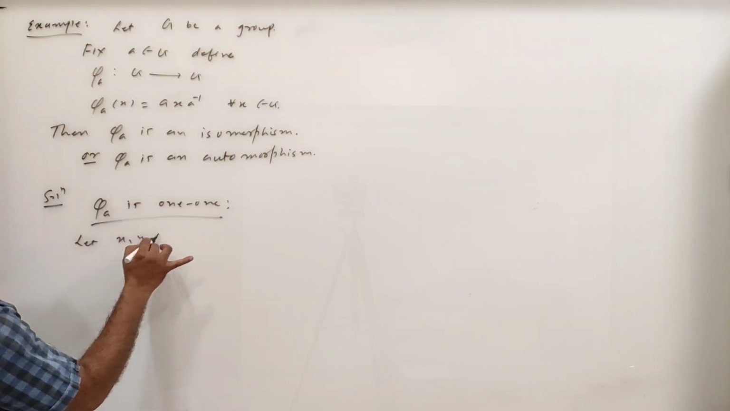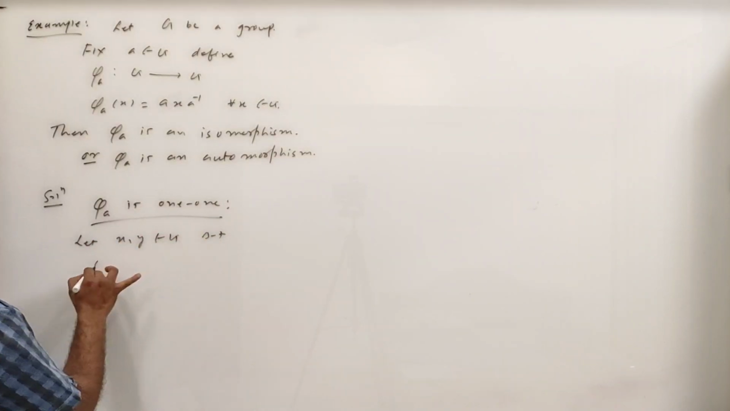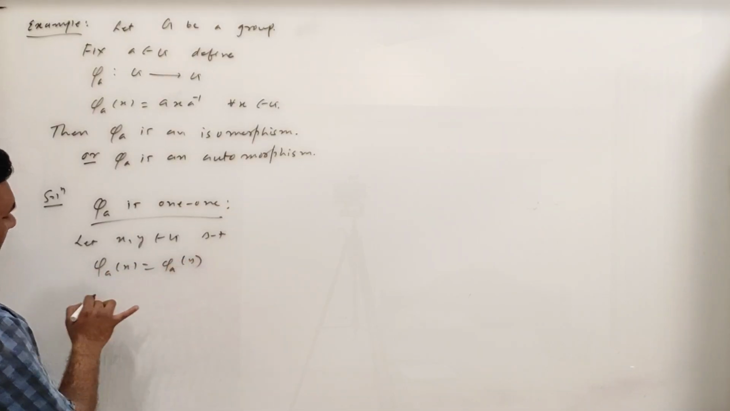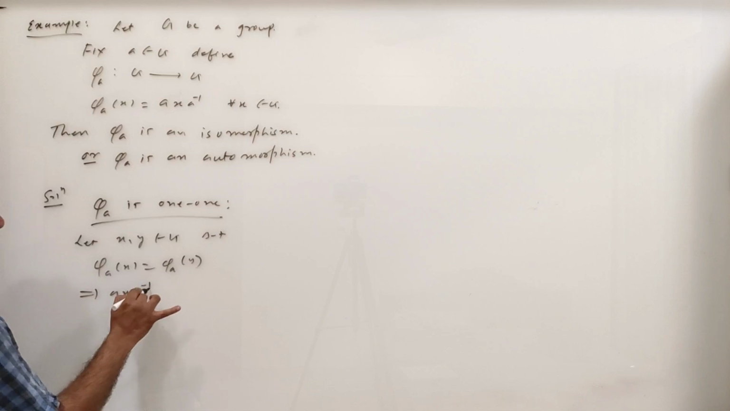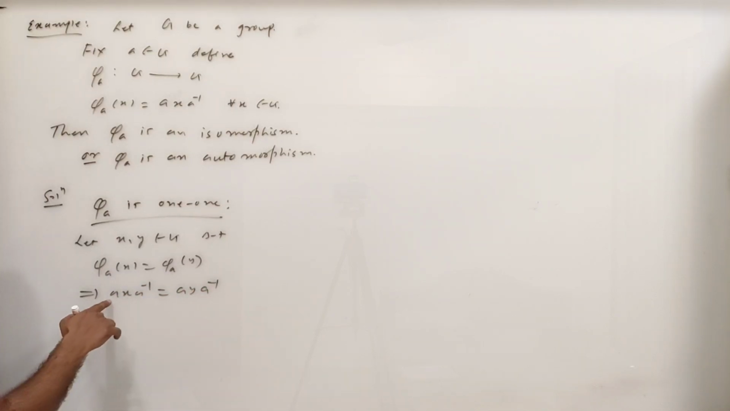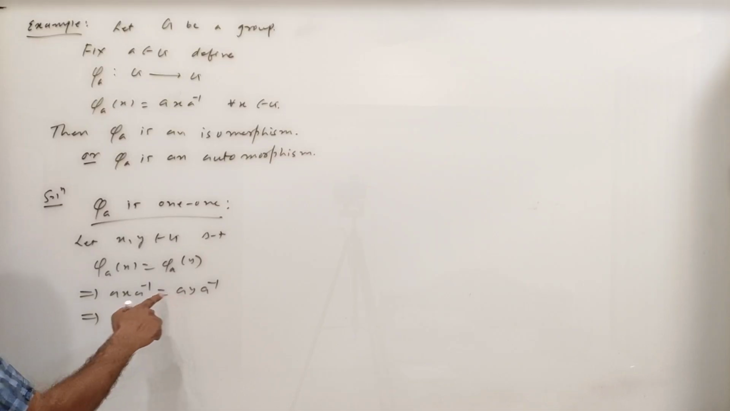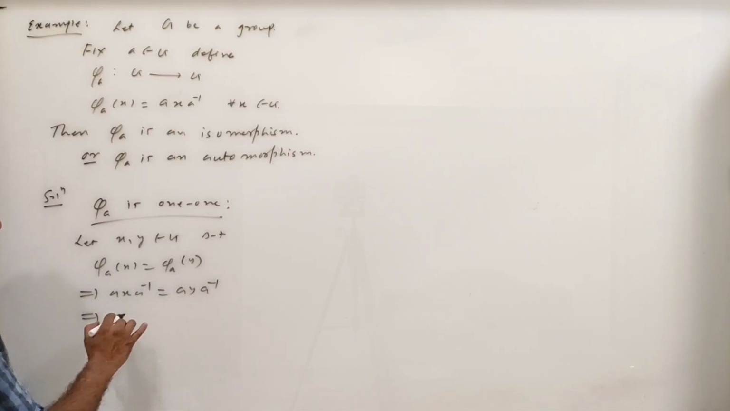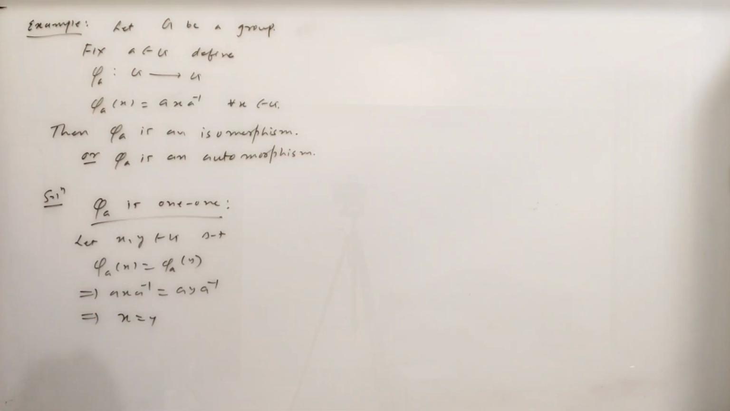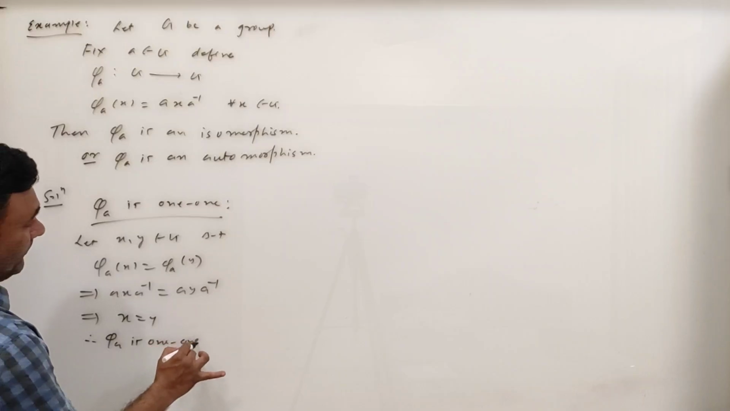Let x, y belong to G such that phi A of x is equal to phi A of y. So it gives me A x A inverse is equal to A y A inverse, and we are working in a group, so you can cancel A from the left side and A inverse from the right side, so we have x is equal to y. You just operate A inverse on the left and A on the right, and use the associativity, you will get x equal to y. So therefore phi A is 1-1.